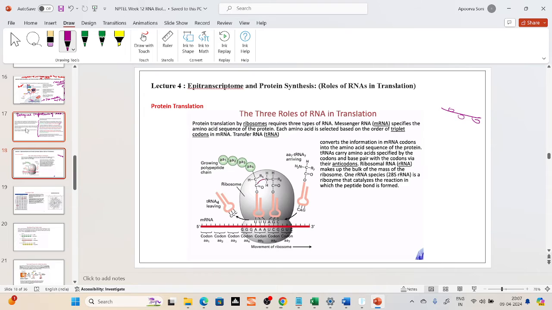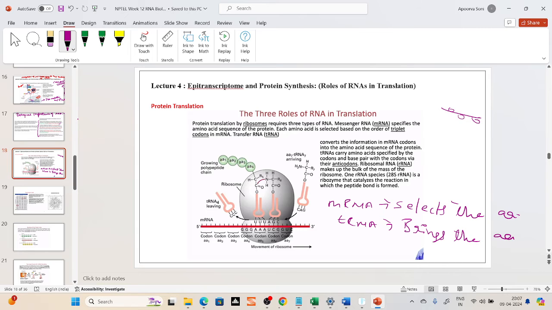So what we can say is that mRNA selects the amino acid, tRNA brings the amino acid. And what is the function of rRNA? We'll just see.